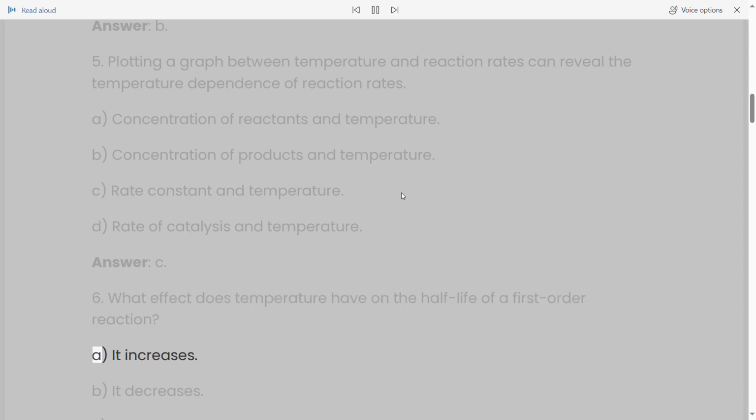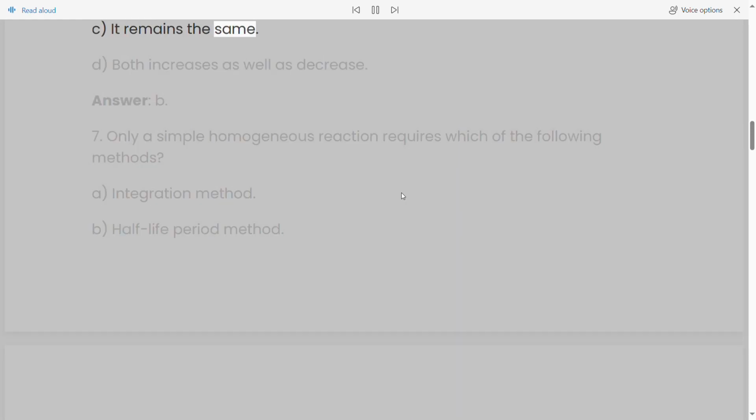A. It increases. B. It decreases. C. It remains the same. D. Both increases as well as decrease. Answer B. 7. Only a simple homogeneous reaction requires which of the following methods?